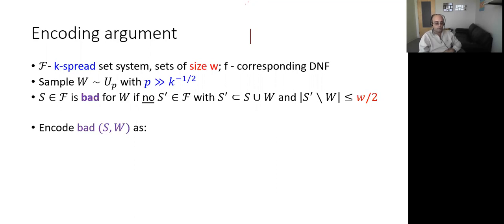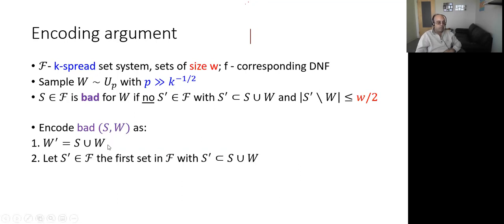So I want to encode the bad set. In fact, I'm going to encode the bad pair. So W is a random restriction, you remember, fixing these values to 1, and S is going to be the bad set or the bad term in the DNF. First I'm going to use W prime to be the union. And then I'm going to say, let S prime be the first set in my set system contained here.